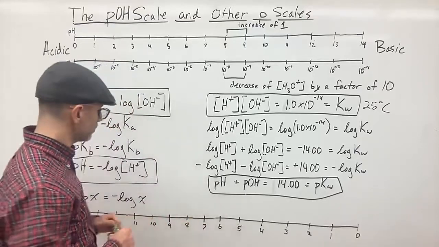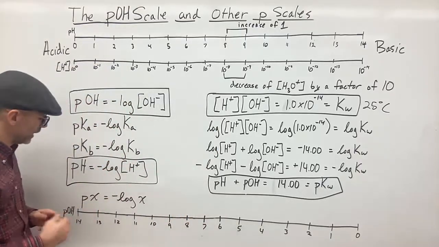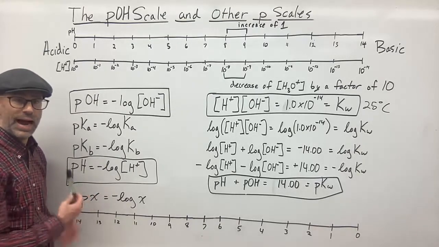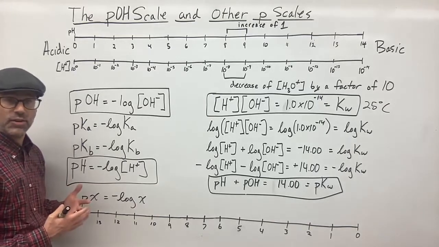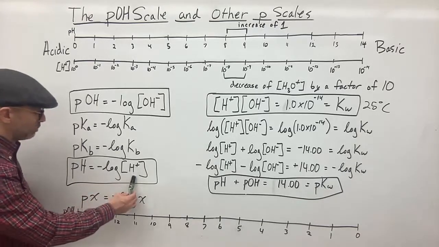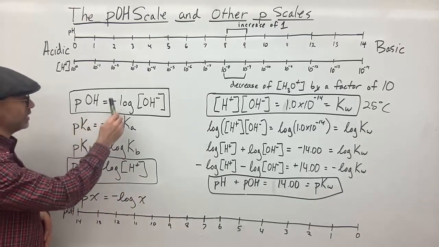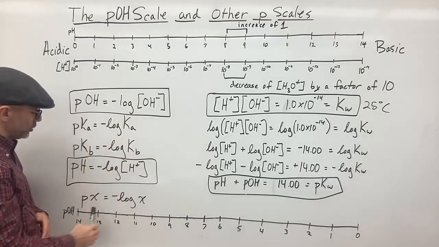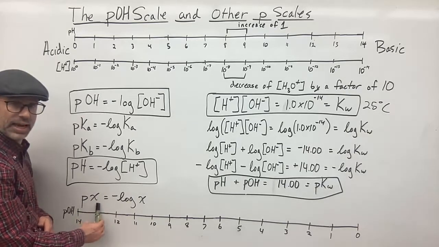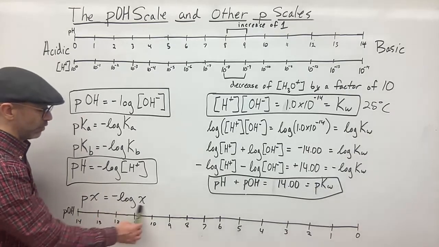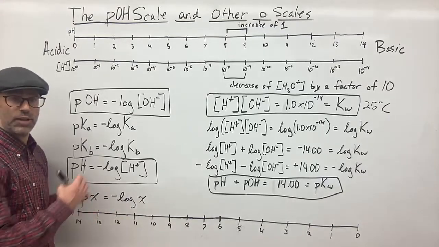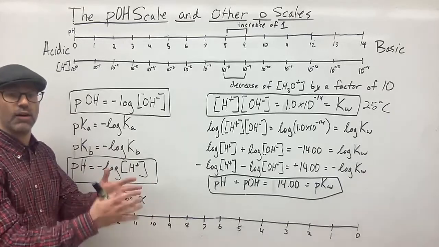Okay, so one final thing I want to point out is you'll notice that P ends up being an operator that means the negative log of something. So pH is the negative log of H plus concentration. pOH is the negative log of OH minus concentration. So if you have something that you take the P of, say X, pX, that's going to be the negative log of whatever X is. So P ends up being this mathematical operator that means taking the negative log of that thing.